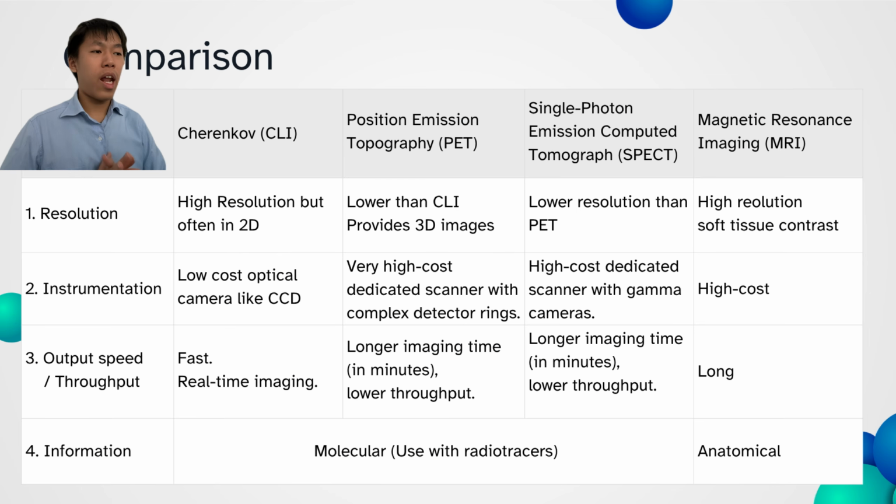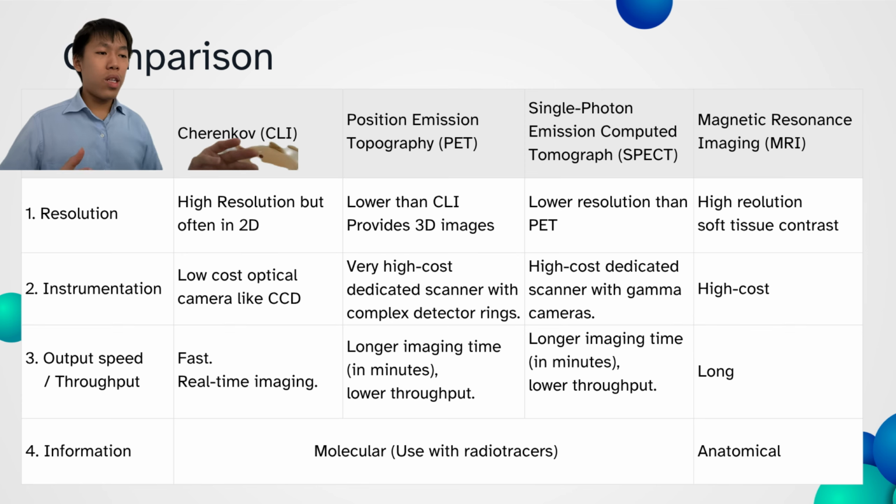And here are some comparisons that I made between PET, SPECT, and also MRI that we commonly use in everyday life. Not really everyday, who wants to see a doctor every day, right? I mean, used by the doctor every day. Yeah. So first of all, in terms of resolution, CLI won against PET and also SPECT, and in terms of instrumentation, CLI also uses only low-cost optical cameras like CCD, CMOS, and for your information, CMOS is the type of sensor that we use in our daily life, in our smartphones.